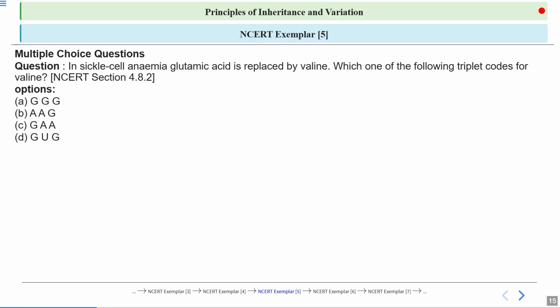Next question, in sickle cell anemia, glutamic acid is replaced by valine. Which of the following triplet codes for the valine? Okay, so you have to name the codon which codes for valine. So these are the options: option A GGG, option B AAG, option C GAA, option D is GUG. This is a very straightforward question here. What will be the answer for this question?